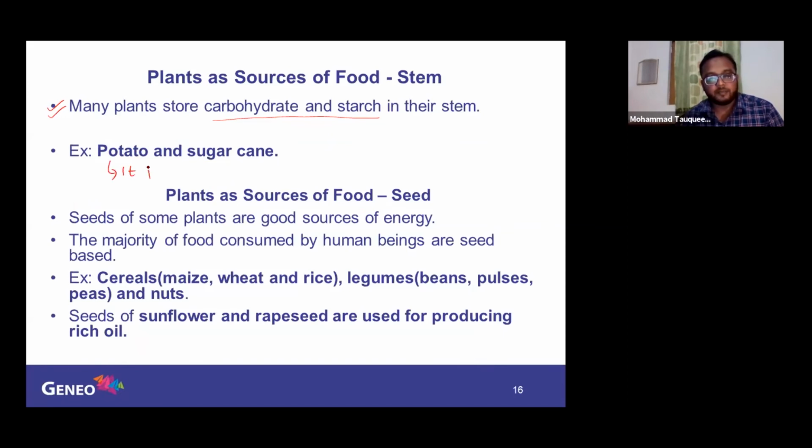Always remember, many times questions are asked, what is potato? Potato is a stem. What we eat is the stem. And sugarcane contains carbohydrate and starch in its stem. Now coming to the seed.